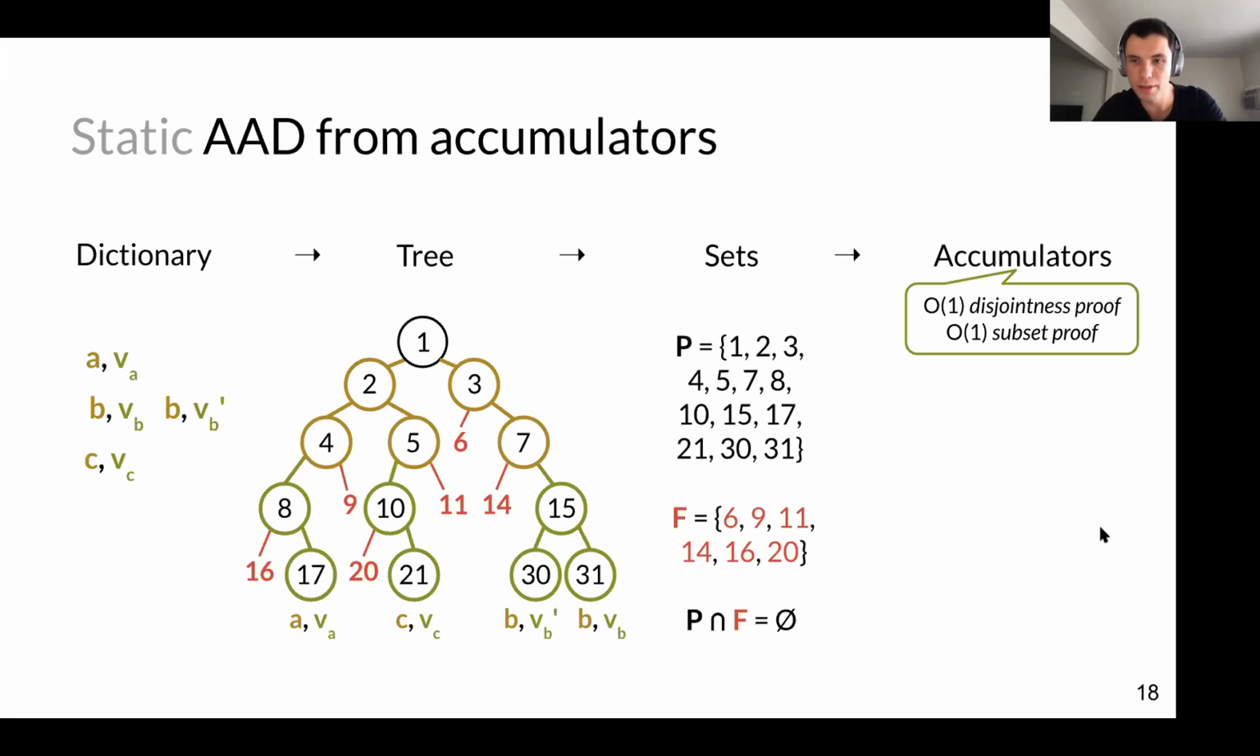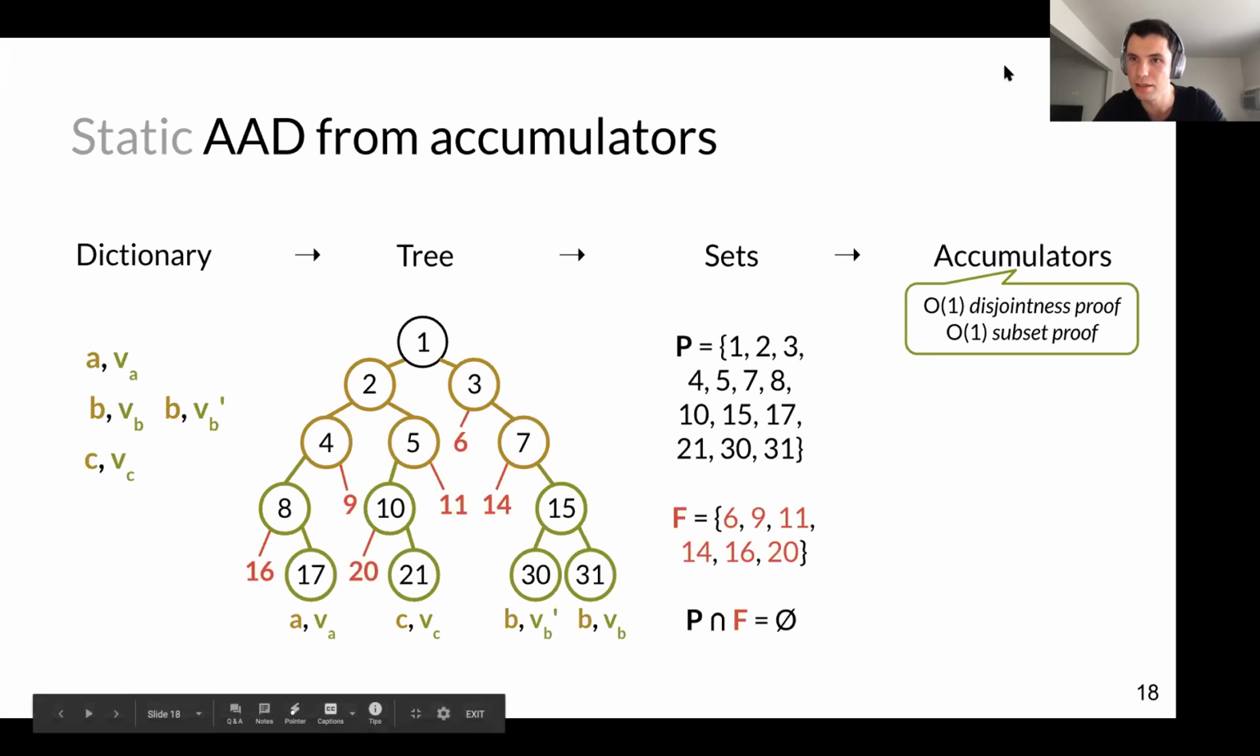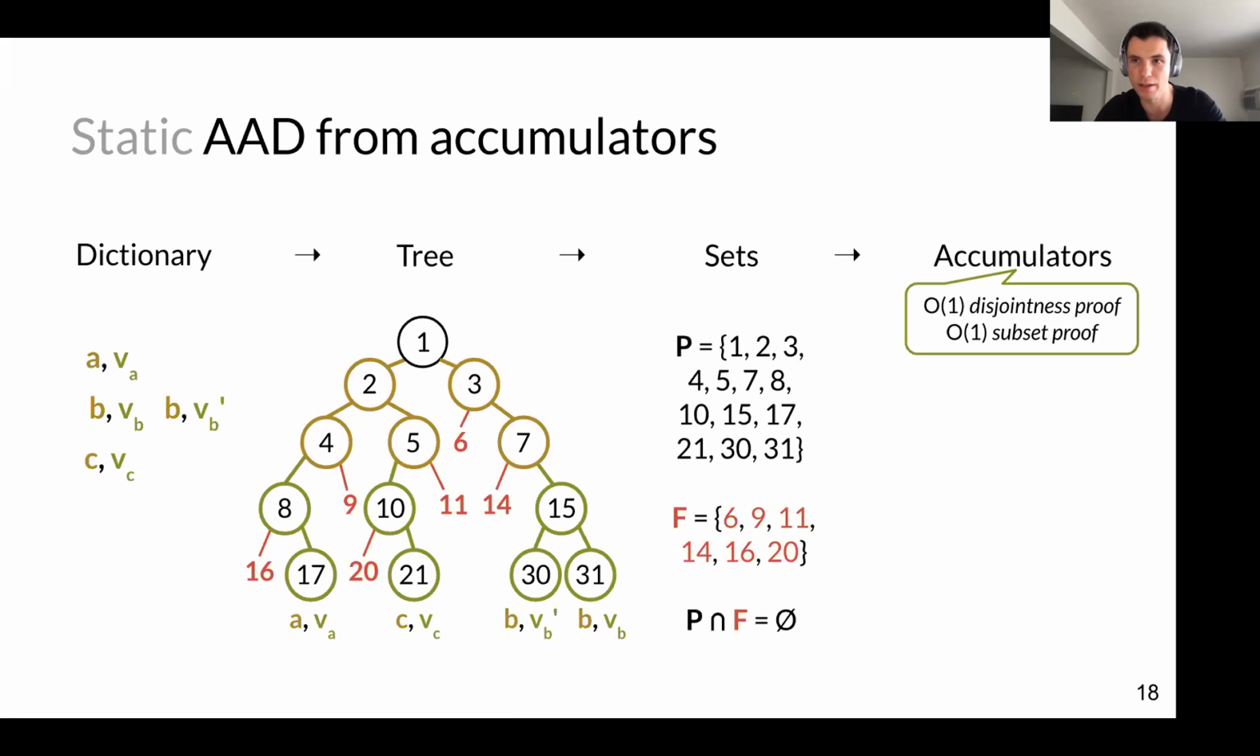And then what I will do is I will commit to these 2 sets using cryptographic accumulators. A cryptographic accumulator is just a scheme for committing to a set. For example, a Merkle hash tree is a cryptographic accumulator because it can commit to a set. But I'm not going to use a Merkle hash tree. I'm going to use accumulators that are a bit more sophisticated in the sense that they support disjointness proofs that are small, and they support subset proofs that are small.